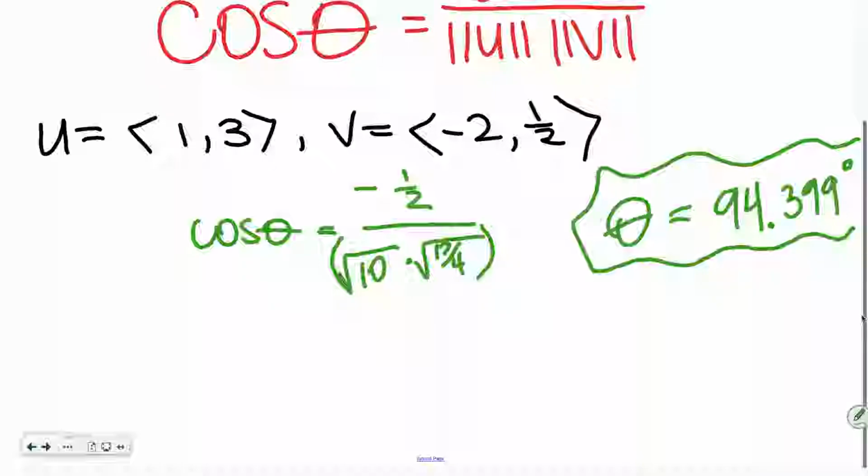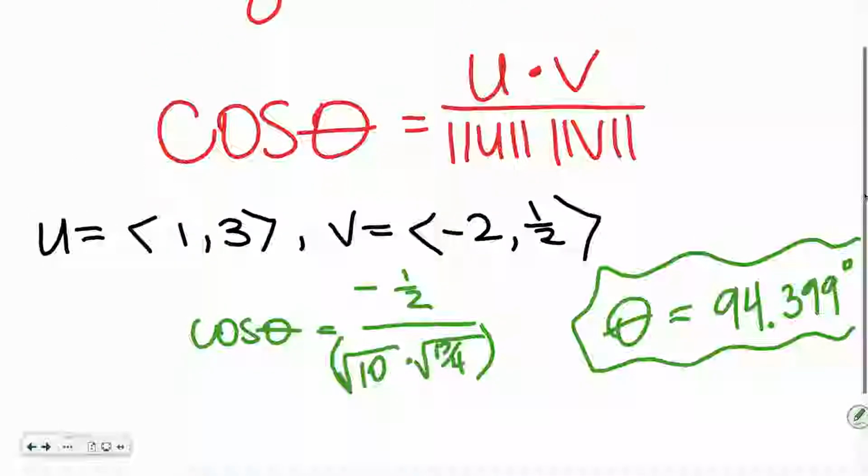Okay, now I have a question. What is the cosine of 90 degrees? 0. Okay. What part of that fraction would need to be 0 for the cosine of theta to equal 0? If our numerator is 0, our whole fraction is 0, and we have the cosine of theta equals 0.